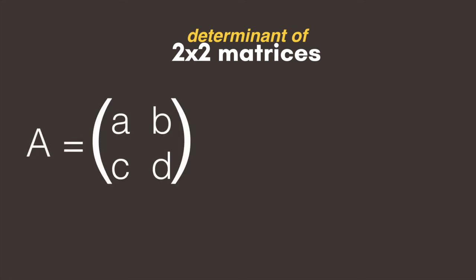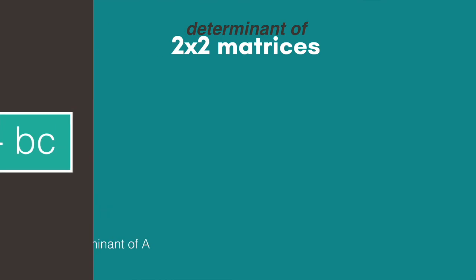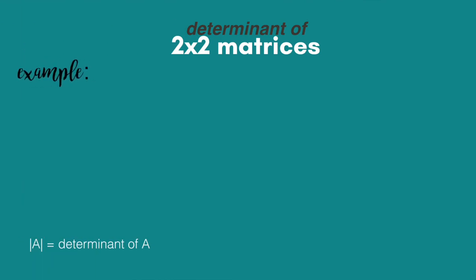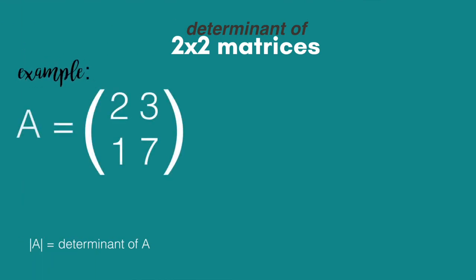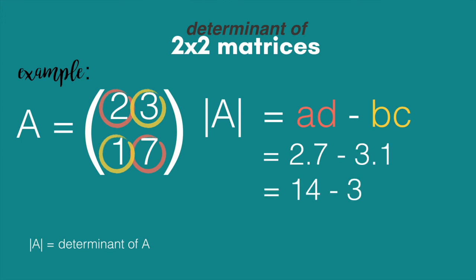Finding the determinant of a 2 by 2 matrix is fairly simple. For instance, we have the matrix A. The formula to find the determinant is AD subtracted by BC. Let's see an example. We have the matrix A. The determinant is AD subtracted by BC. So we have 2 times 7 subtracted by 3 times 1, which equals to 14 subtracted by 3, which is 11.